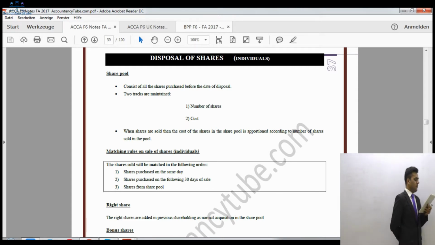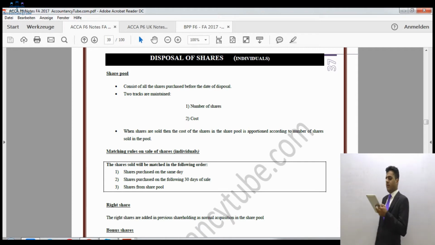After that it says rights shares and bonus shares, which I've already explained to you. Then comes the takeover and reorganization.